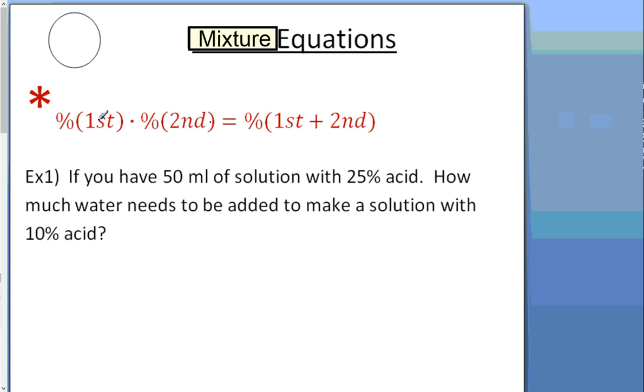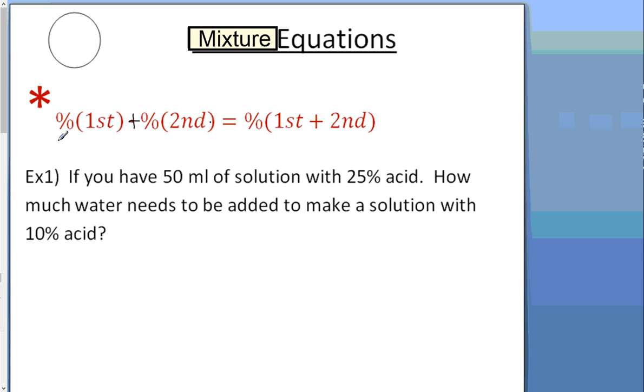The percentage of the first times, that should be plus, the percentage of the first plus the percentage of the second equals the percentage of the first plus the second. And I believe in your notes you might want to check that. Make sure that says mixture there. It might say something else. That was a typo. Another teacher wrote this for me. But that should be a plus sign there.